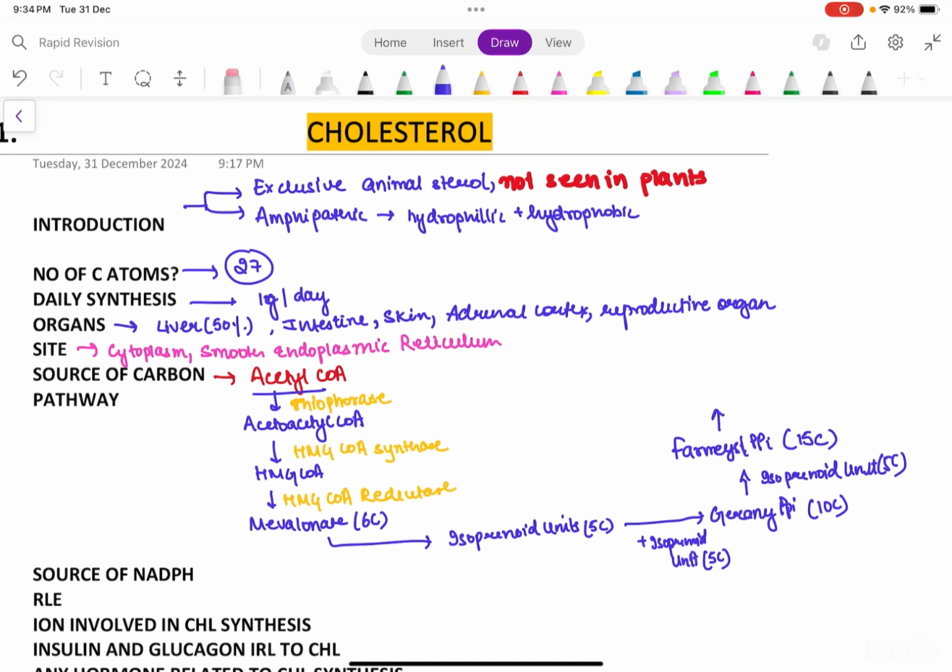Then this will combine again with farnesyl PPI 15 carbon and they will form squalene. Here the enzyme is squalene synthase. Squalene is formed, which is 30 carbon. 15, 15. Now we have 30 carbon. Then we will get lanosterol, which is 30 carbon again. Now there are many changes that happen from squalene to lanosterol, which I will be telling you further. But now we are just forming the foundation.